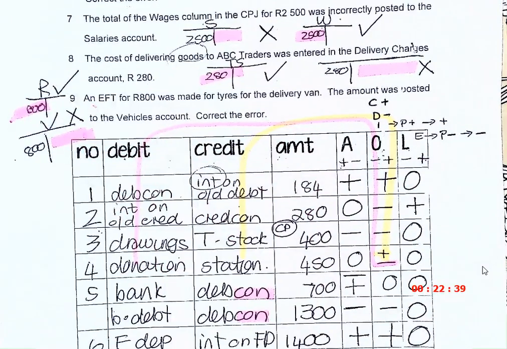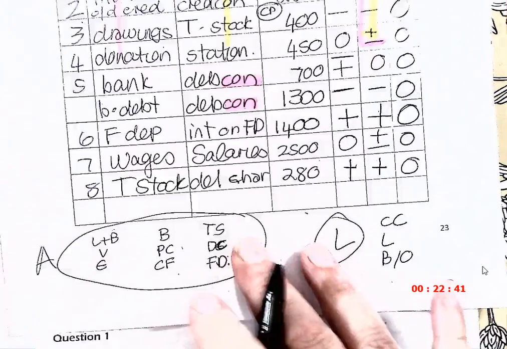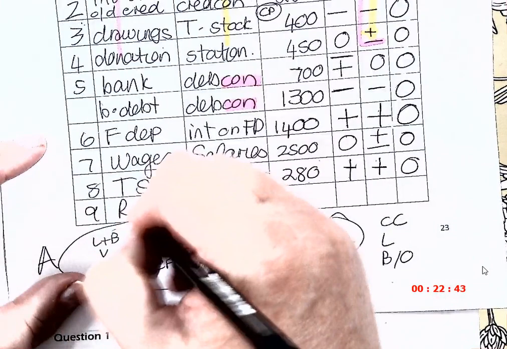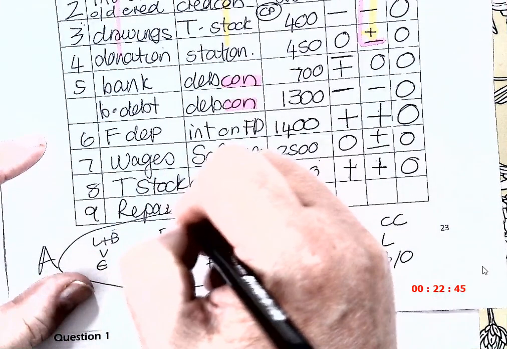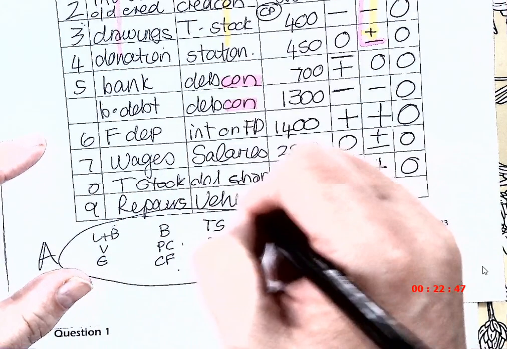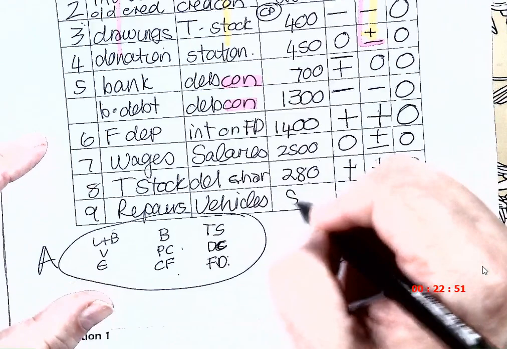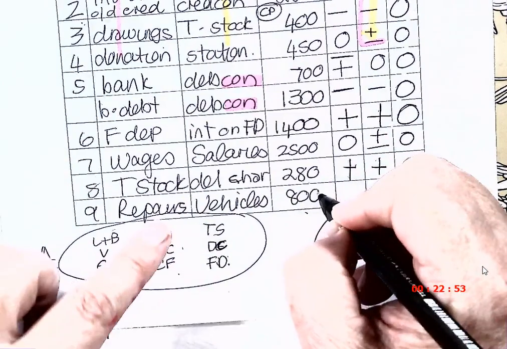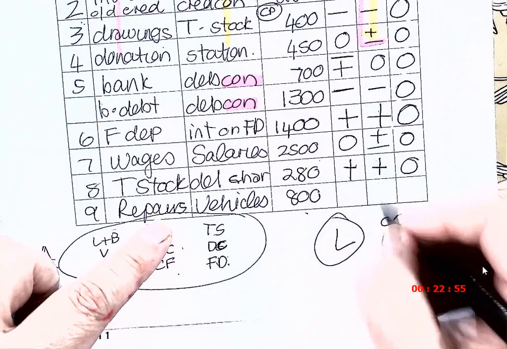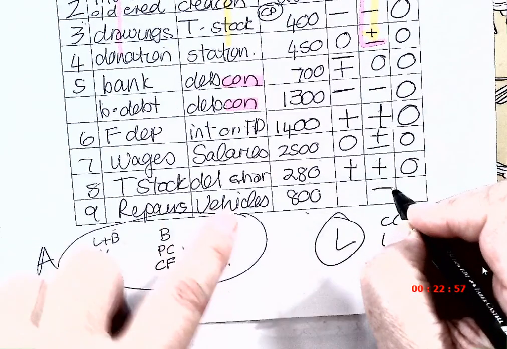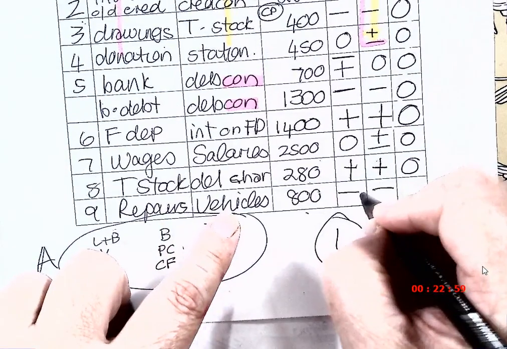So repairs are going to be debit. Vehicles are going to be credit. And the amount is 800. Repairs is owner's equity on the debit side. Vehicles is an asset on the credit side. And there we go.